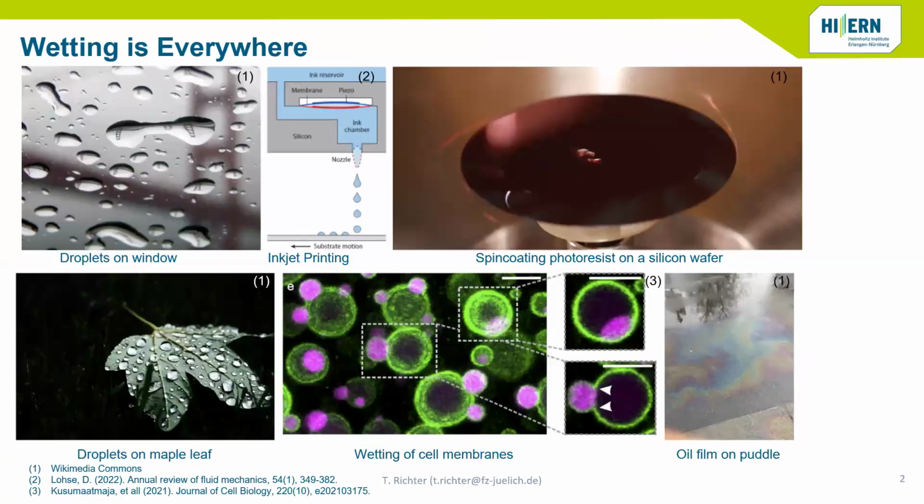So wetting lubrication, what we're talking about is basically droplets or liquid films. You've got examples of droplets on a windshield or a maple leaf. You've got technical examples where, for example, inkjet printing is a thing, or all kinds of coating techniques. It's also important in a lot of biological scenarios. Here I show in green cell membranes, and the purple things are protein-rich liquids wetting the cell membranes, or over here you see a picture of an oil film on a puddle, just to give you a few examples of what to keep in mind when talking about wetting.